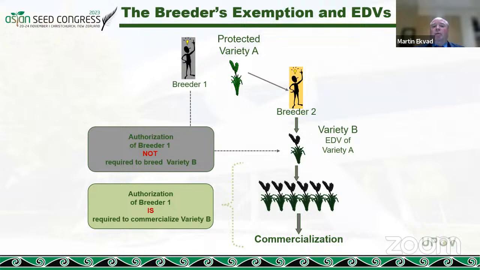So this is an example where you will see that breeder 2 has created a new variety and has used a protected variety A to create variety B. And variety B is an EDV, so an essentially derived variety of variety A. Also in this case, authorization of breeder 1 is not required to breed variety B. However, authorization of breeder 1 is required to commercialize variety B. So there is the difference. There is an extended scope of the protection for variety A in relation to EDVs. So we can go to the next slide.